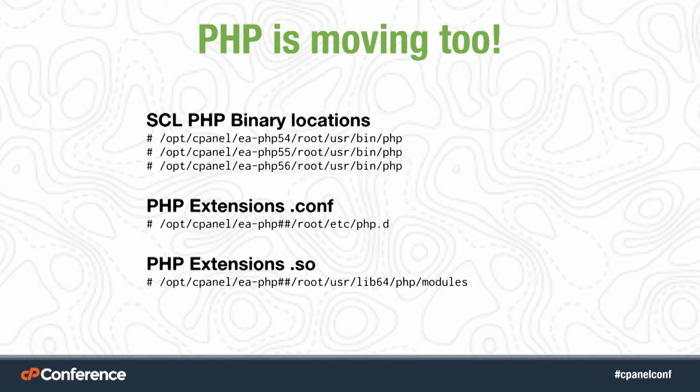PHP is also moving. Upon upgrading to EasyApache 4, existing PHP binaries are backed up and replaced with a binary that we created. Again, I'll talk about that next. New PHP binaries are now housed in SCL locations in /opt/cpanel/package-name. When PHP extension packages are installed, those configuration files are installed into the SCL location's /etc/php.d. Extensions themselves are installed into the same SCL locations, but in /usr/lib/php/modules.